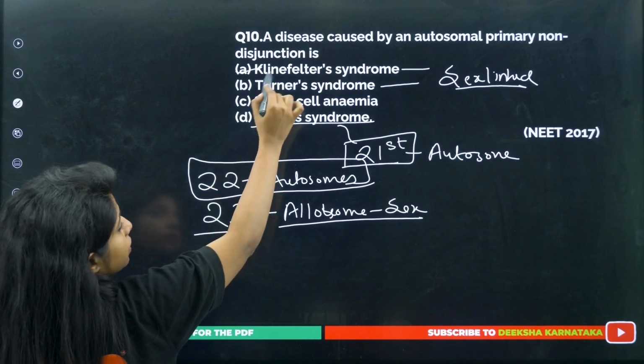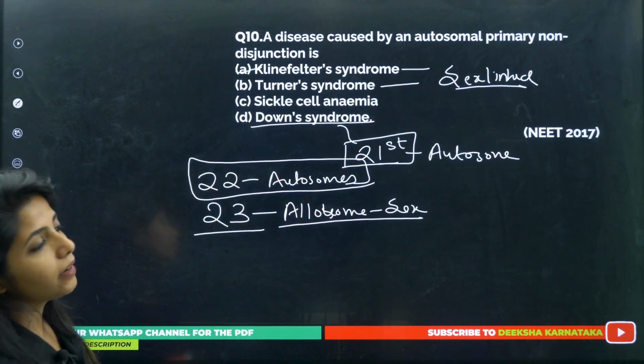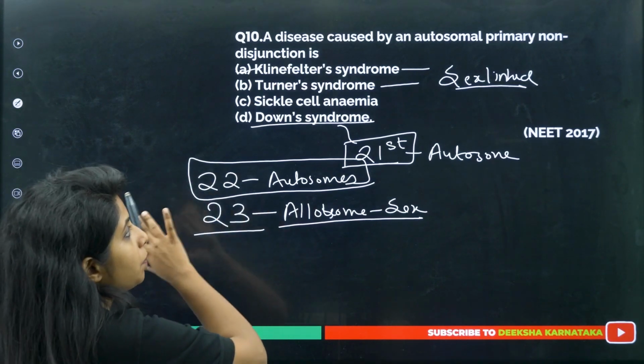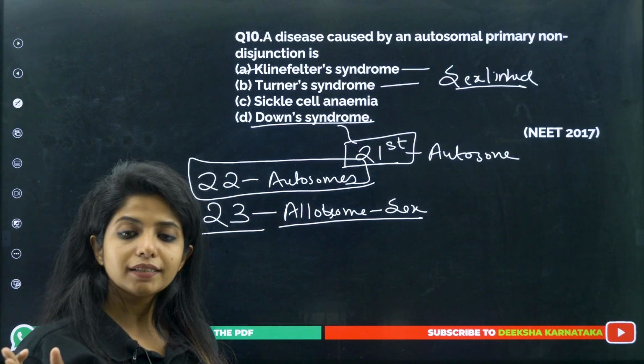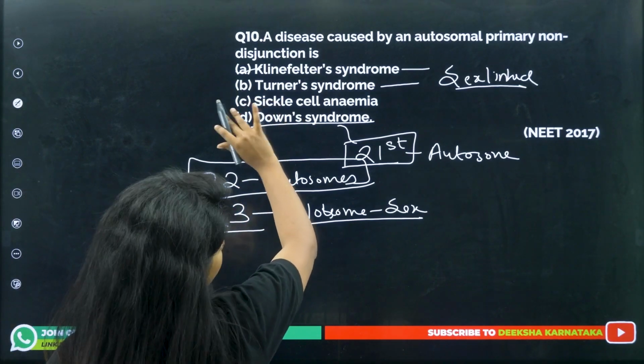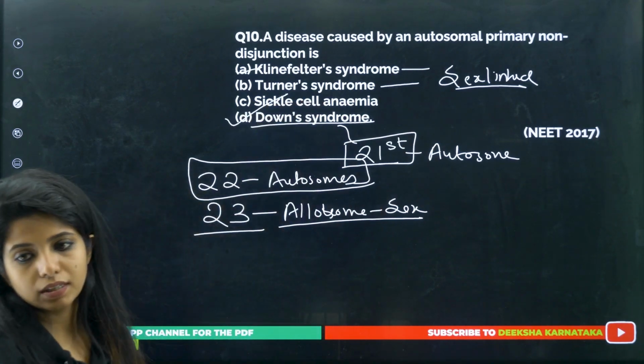Whereas in Klinefelter's and Turner's, sex chromosomes are affected. And sickle cell anemia, there also it is an autosomal disease, but it is not because of primary disjunction and all. It is caused because of gene abnormalities. So it's not chromosomal, it's a Mendelian disorder. So this is wrong, this is right. Down syndrome is the correct answer.